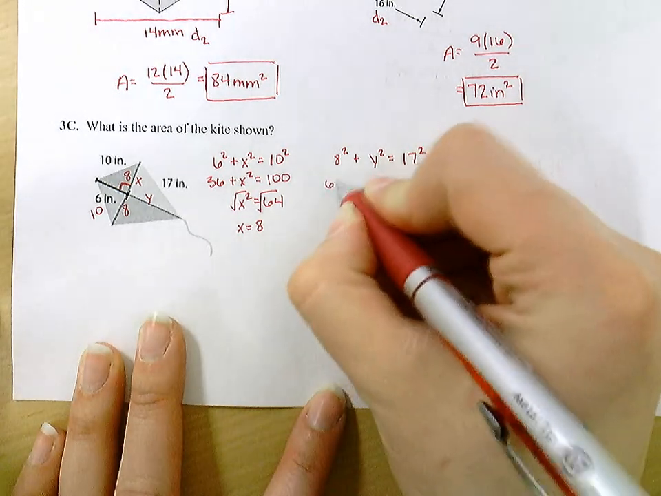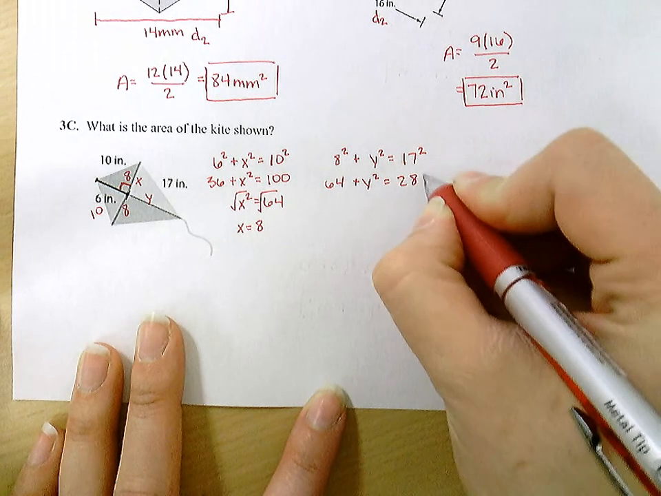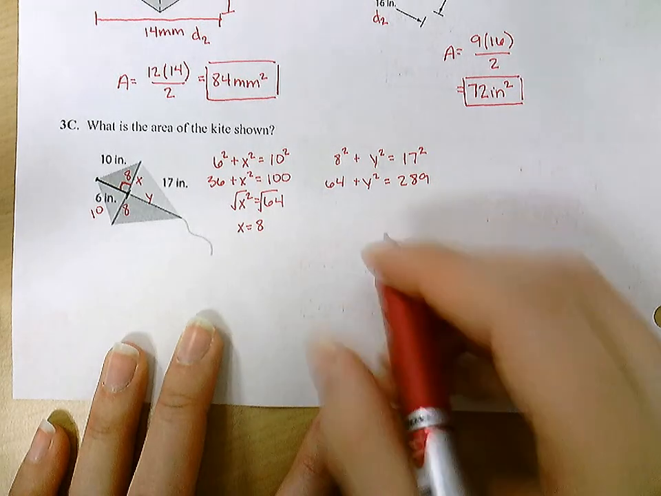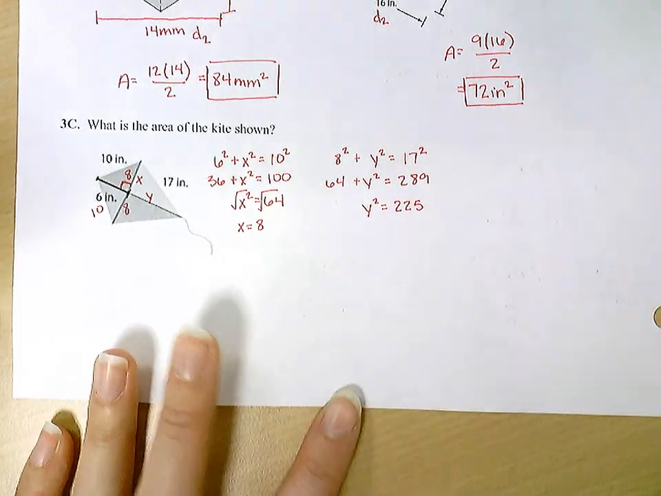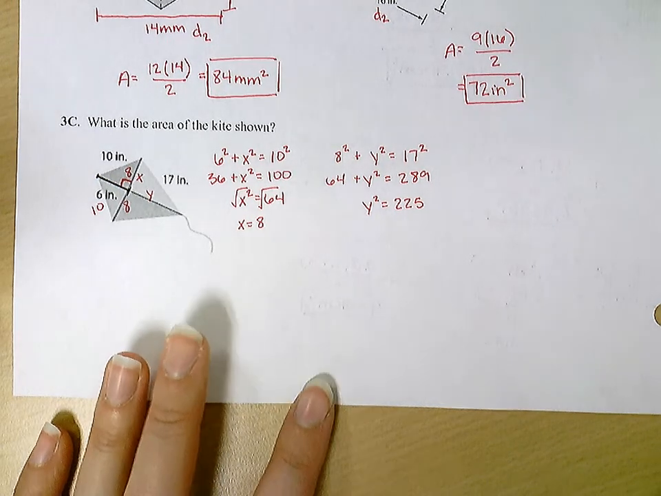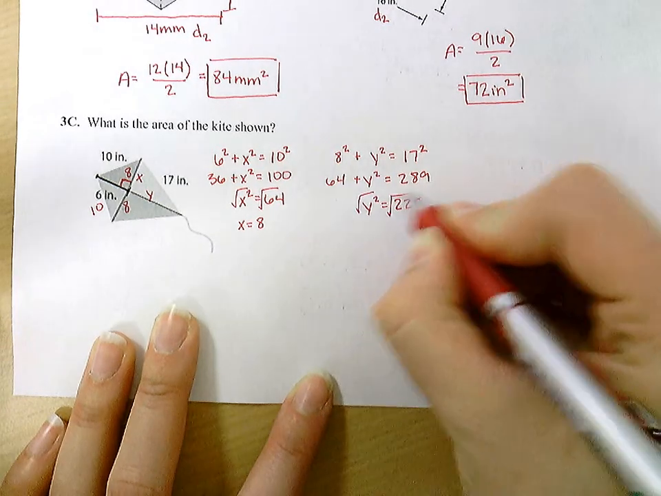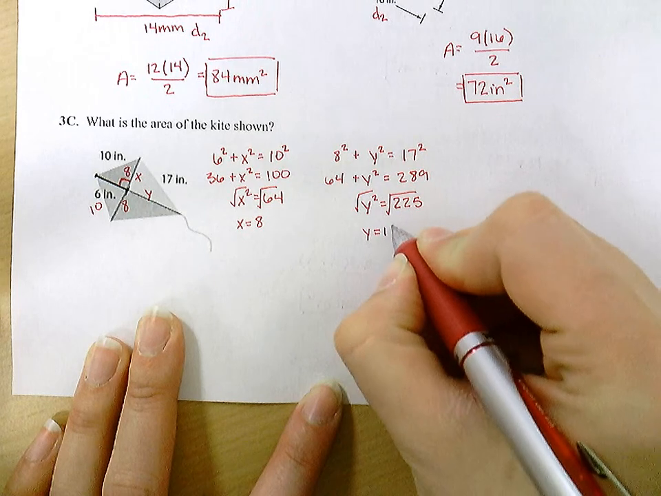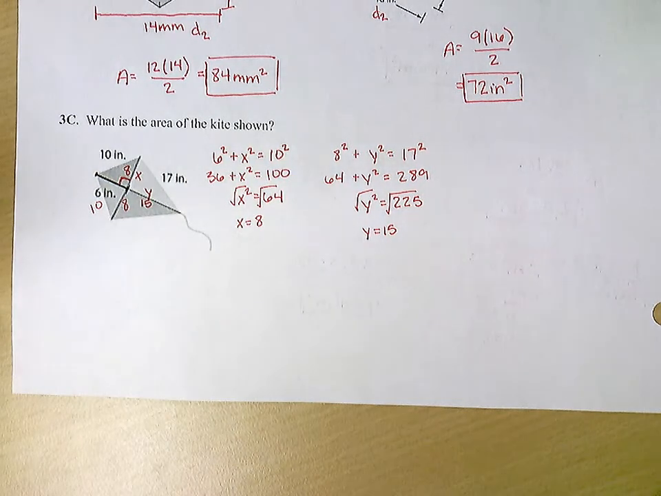Okay, 8 squared is 64. 17 squared is 289. Subtract 64 from both sides. y squared will be equal to 225. Take the square root of both sides then, and y is equal to 15. So that remaining piece of that diagonal is 15 inches.